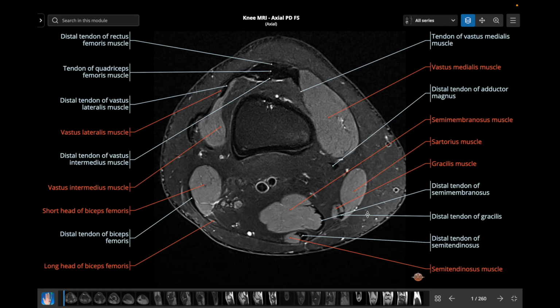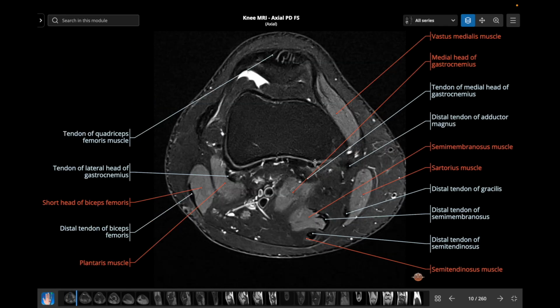So let's go through an MRI of the knee. This is probably an MRI of the right knee because you can see the great saphenous vein here.